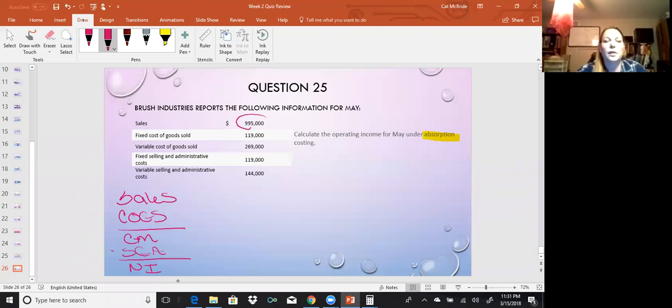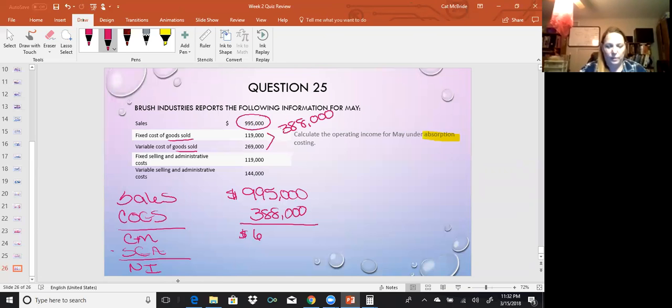So our sales is $995,000. Our cost of goods sold, we're going to add up these two, which when I did it, I got 388,000, which seems like a good number because these are both cost of goods sold. So my cost of goods sold is 388,000, which gives me a gross margin of 607. Sounds right again. I'm going to add these together for selling, general, and admin, which is 263,000. So my net income should be 344,000.